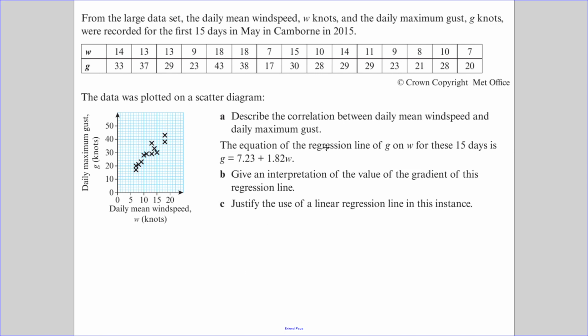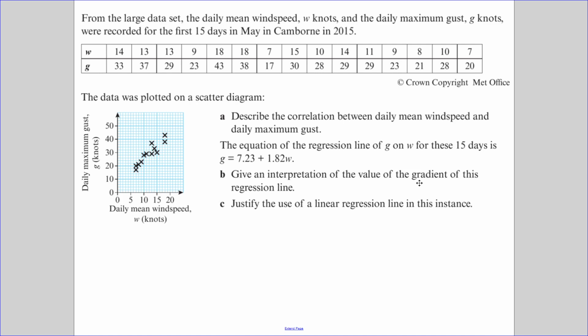The equation of regression line for G on W for these 15 days is, so here's our starting value, here's our gradient. So this line starts at 7 point something, and every time you go along 1, it goes up 1.82. Give an interpretation for the value of the gradient for this regression line. So this is, as W, the wind speed increases by 1, the gust increases by 1.82. So every additional 1 knot of wind speed would lead to a gust increase of 1.82.